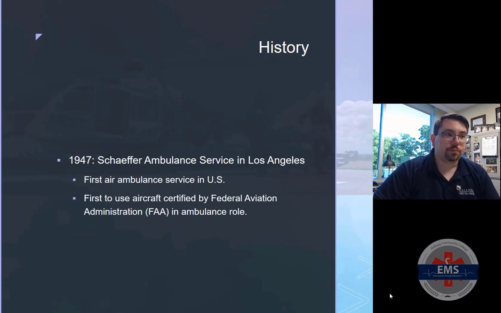In 1947, we know that the Schaefer, I can't say that either, ambulance service in Los Angeles was the first air ambulance service to take off in the United States. They were the first use of an aircraft certified by the FAA, or the Federal Aviation Administration, as far as being an actual ambulance.